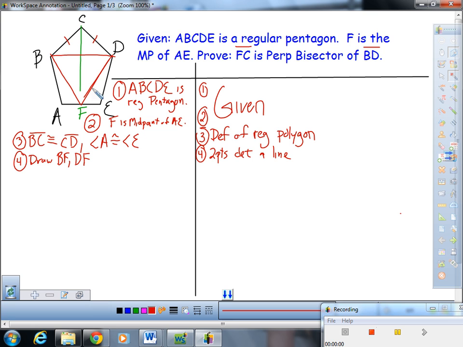Now I can see my kite being formed. Okay, and if I can prove that's a kite, then I can use the perpendicular bisector theorem. Keep in mind, I've already listed this. I can say AF is congruent to EF, by definition of midpoint.